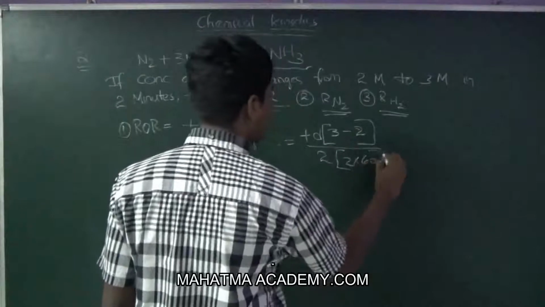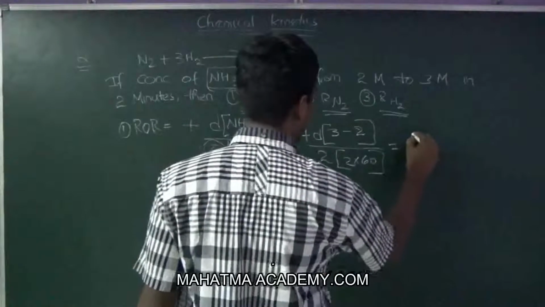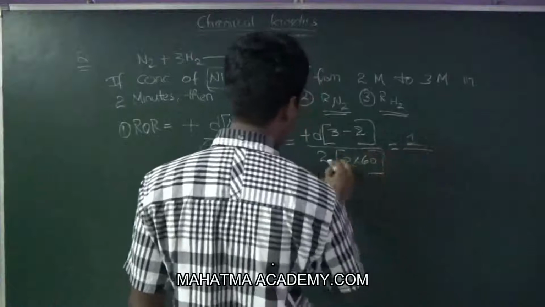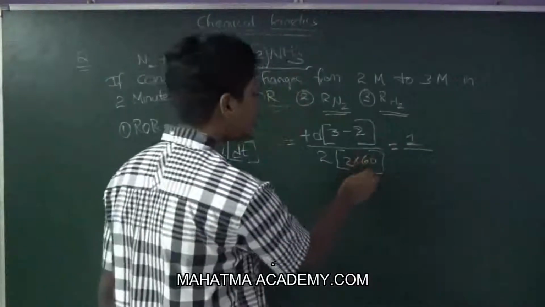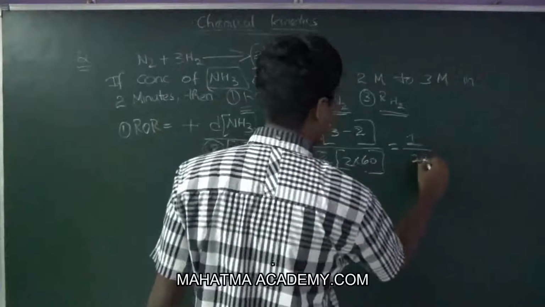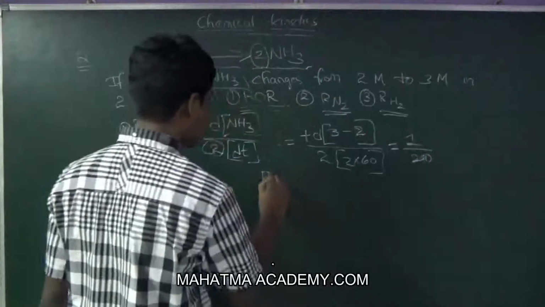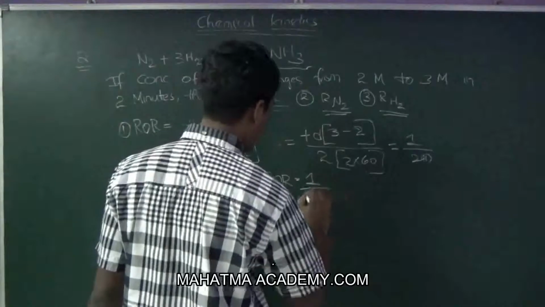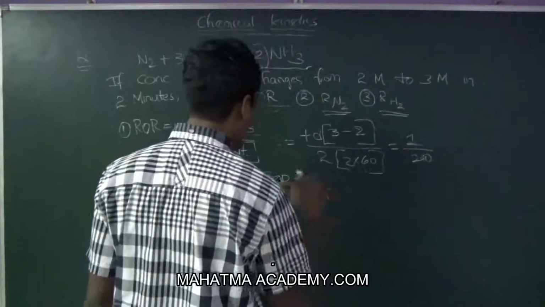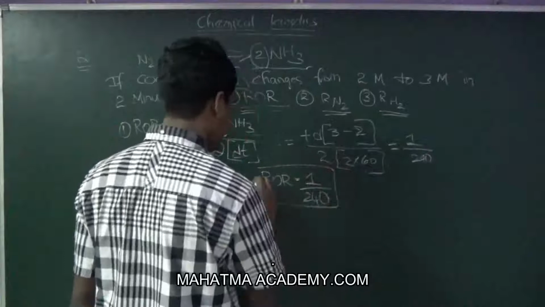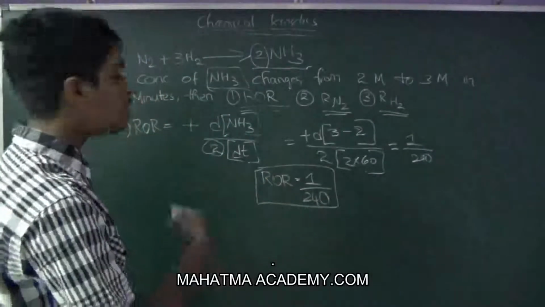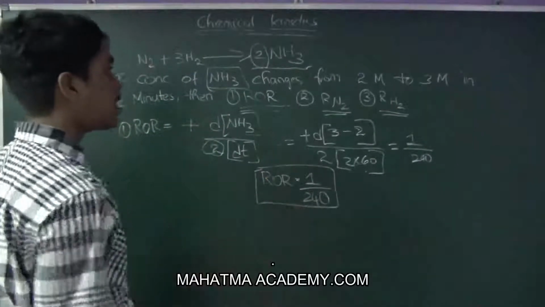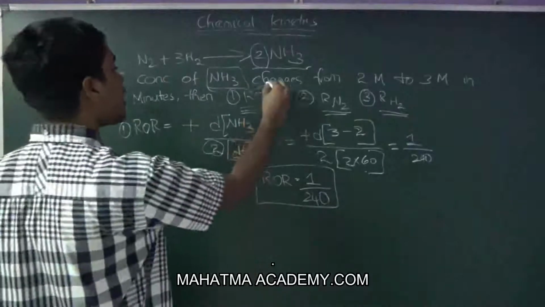2 into 60. Now it will become 1 upon 2 into 2, 4. 4 into 60 is 240. Now we got the rate of reaction is equal to 1 upon 240. It is the rate of reaction.